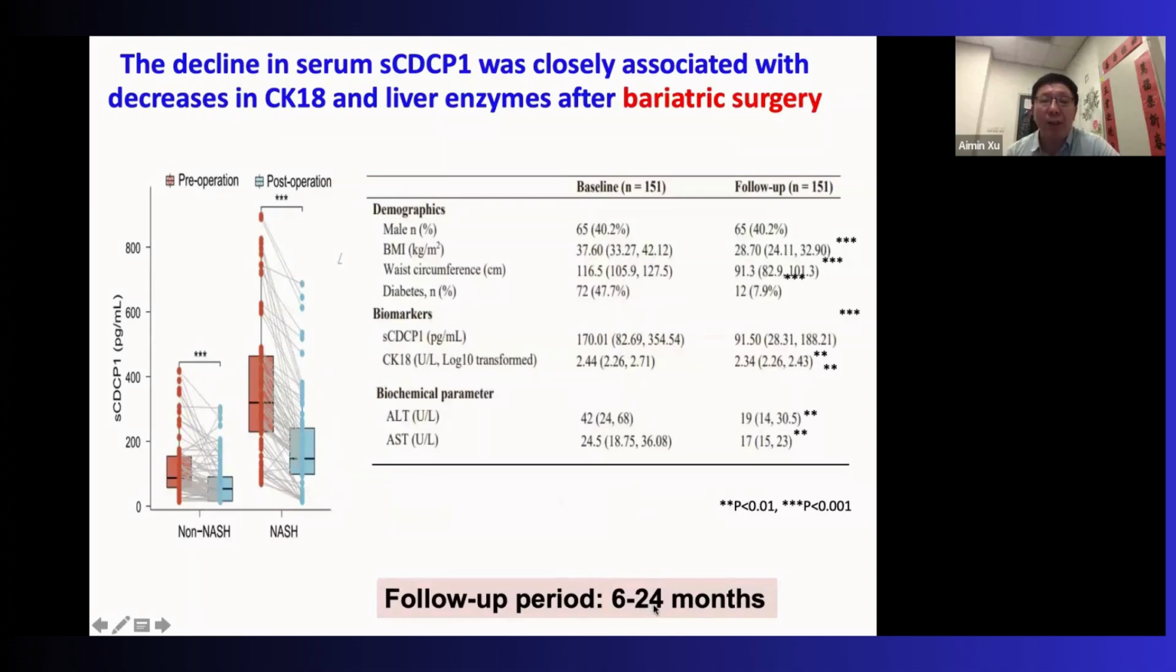months follow-up study. As you can see, after bariatric surgery, in those patients with NASH, secreted CPCT1 is obviously decreased. In those with non-MASH, there are no obvious changes. This suggests this marker can be used not only for diagnosis and potential risk screening of MASH or NASH, but also for therapeutic monitoring of MASH.